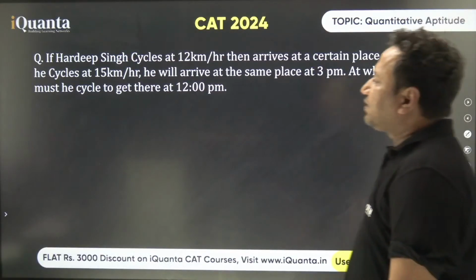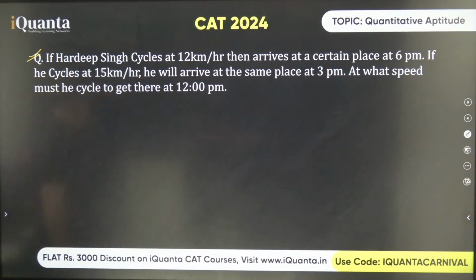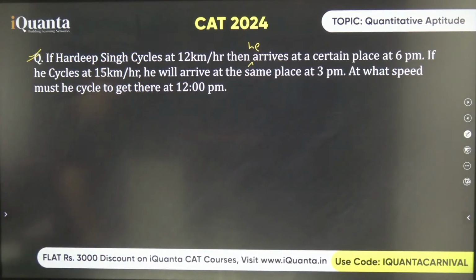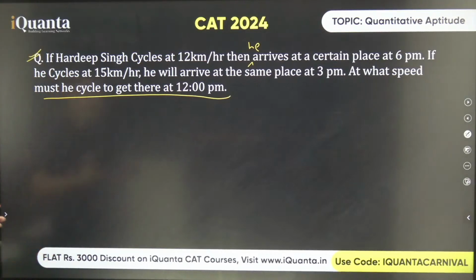By the way, coming back to the topic, let us solve this one. If Hardeep Singh cycles at 12 km per hour, then he arrives at a certain place at 6 p.m. If he cycles at 15 kilometers per hour, he will arrive at the same place at 3 p.m. At what speed must he cycle to get there at 12 p.m.? So now the question has changed a bit. We did a few questions earlier on the same kind of concepts with different words, but here it has changed a bit.